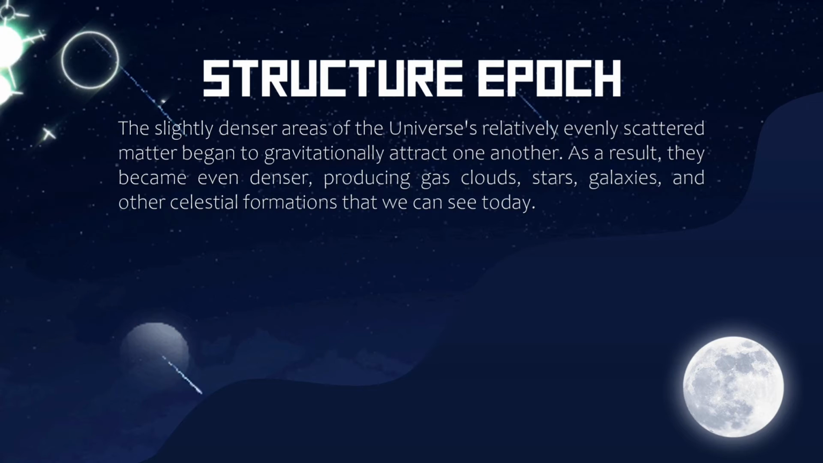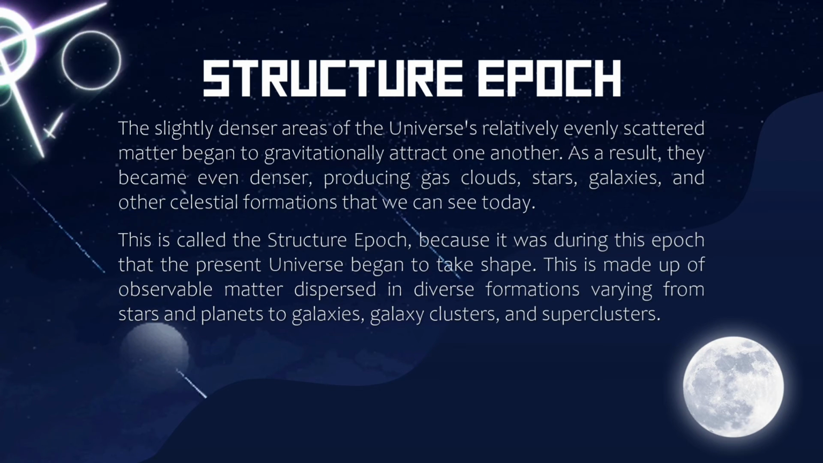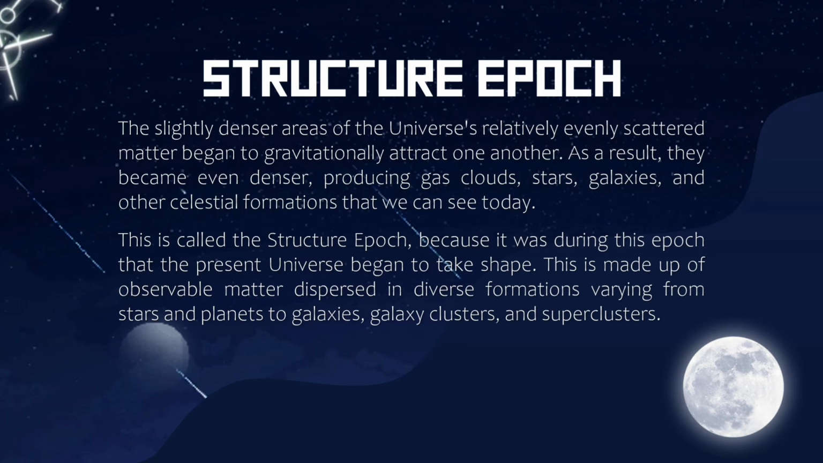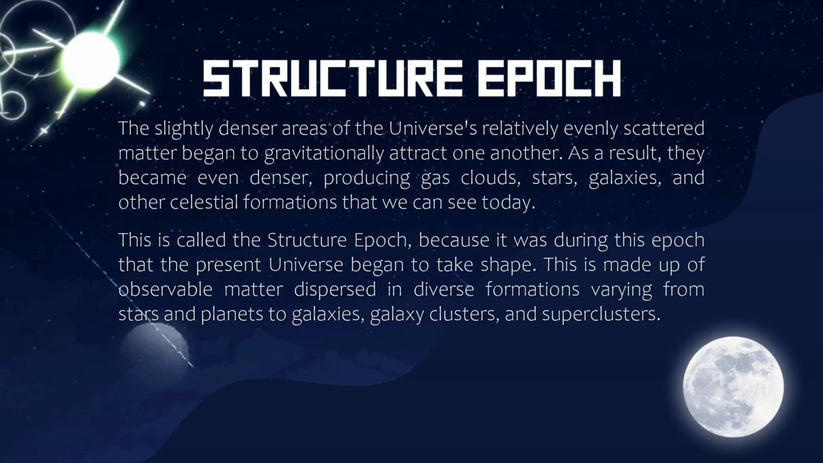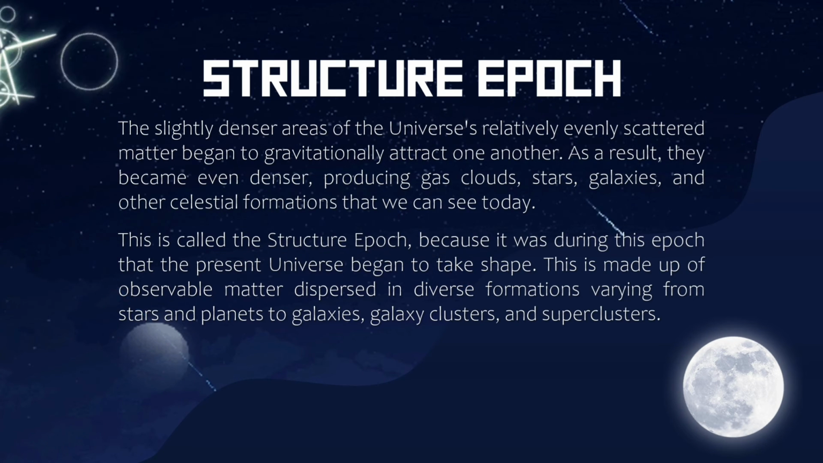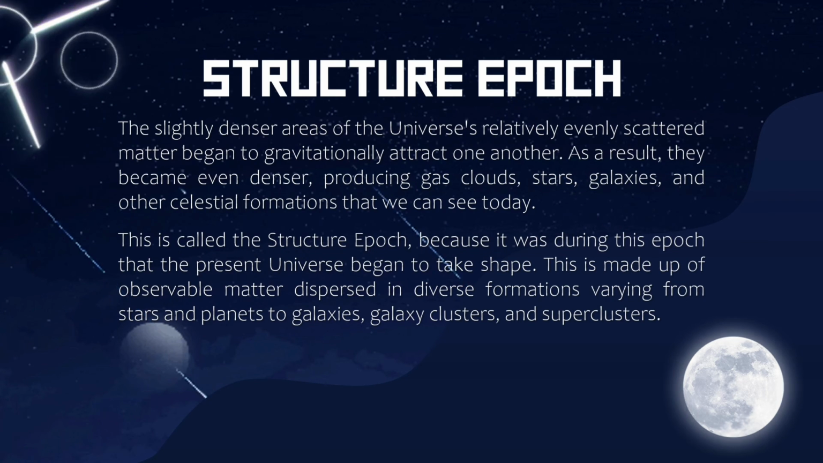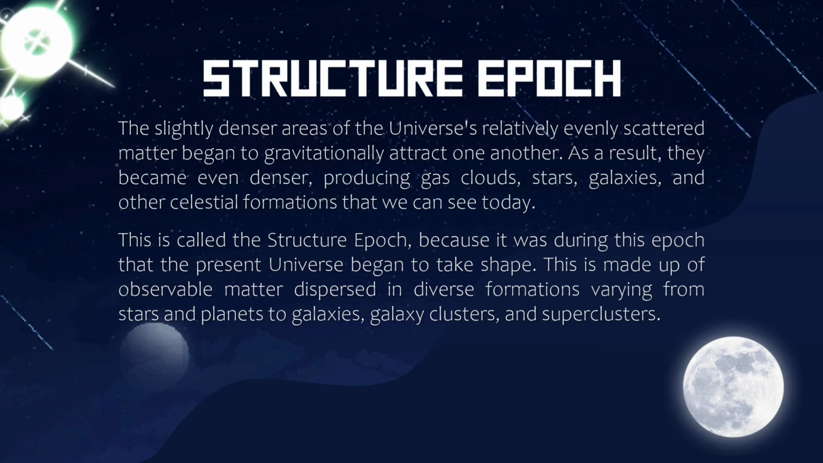The slightly denser areas of the universe's relatively evenly scattered matter began to gravitationally attract one another. As a result, they became even denser, producing gas clouds, stars, galaxies, and other celestial formations that we can see today. This is called the structure epoch, because it was during this epoch that the present universe began to take shape. This is made up of observable matter dispersed in diverse formations varying from stars and planets to galaxies, galaxy clusters, and superclusters.